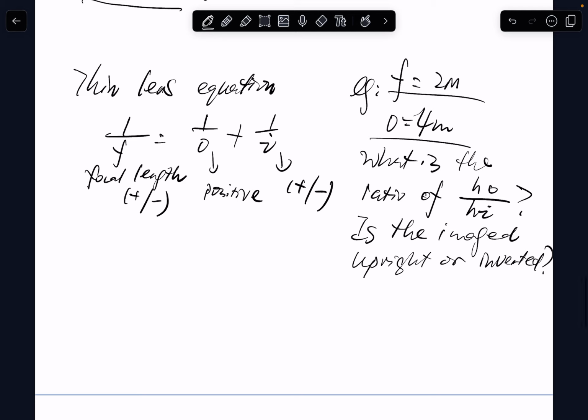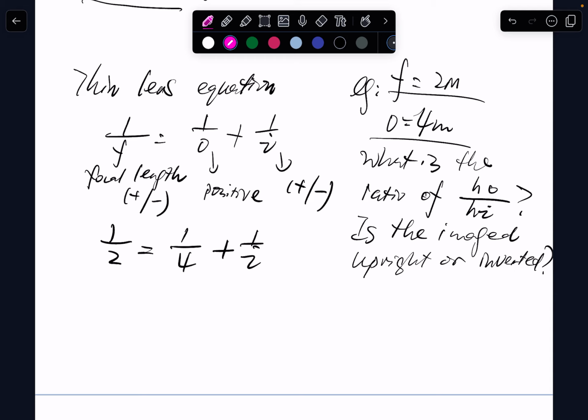You just plug in 1 over 2 equals 1 over 4 plus 1 over I, and then you can solve for I, and you will get your answer. But it doesn't ask you that. It asks you what is the ratio of HO over HI, and is the image upright or inverted? So this is getting tricky. We have to have this background knowledge that HO over HI really equals DO over DI. So you still need to solve for DI, and then you can know the ratio of DO over DI, and then you know the ratio of HO over HI.